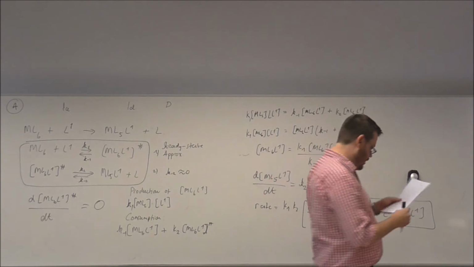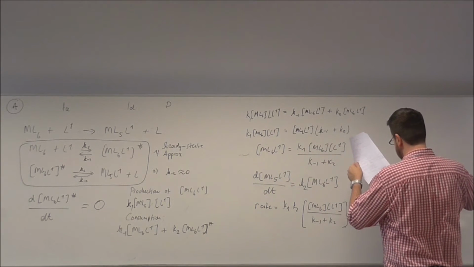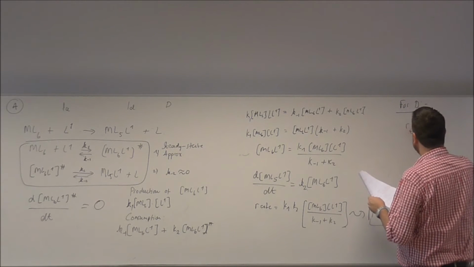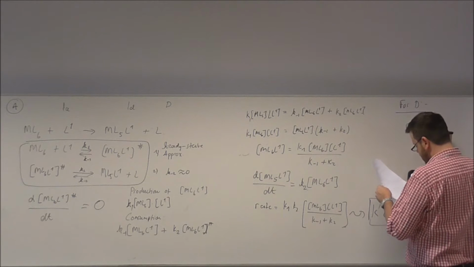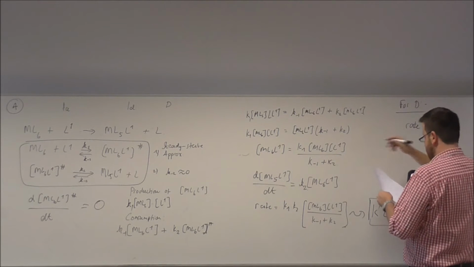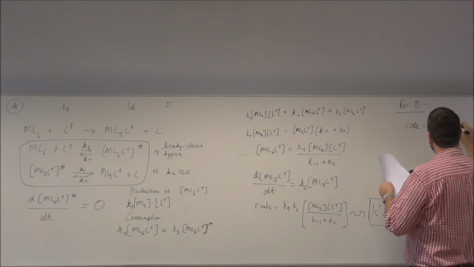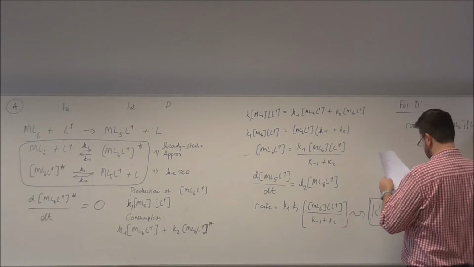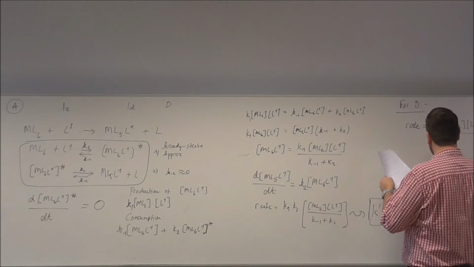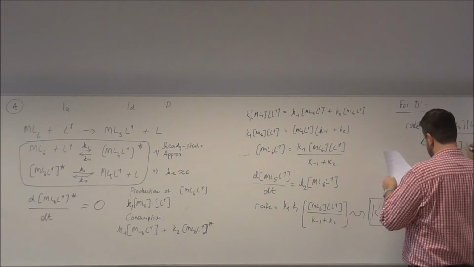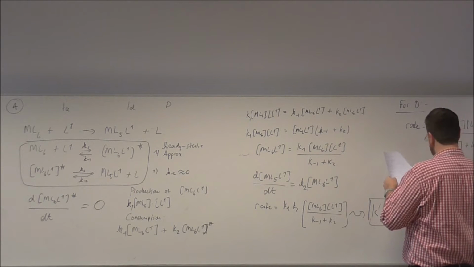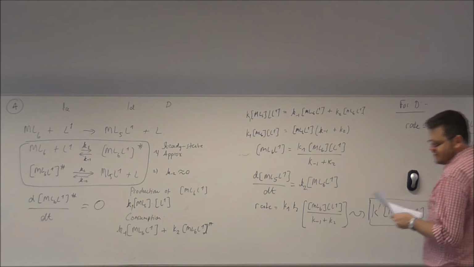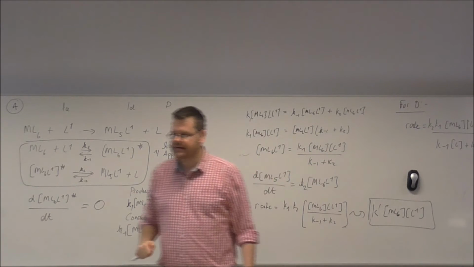an equation that looks something like this. So for D, the rate law is given by K1, following the same convention there, ML6 L1 over K minus 1 L plus K2 L1, and we have K2 there as well. So K1, K2, K minus 1. So you see the rate law is a little bit more complicated for a D mechanism.